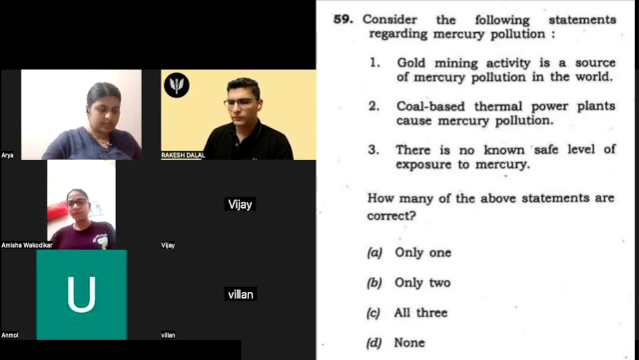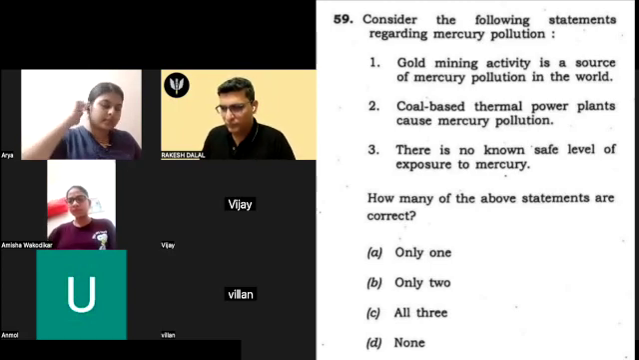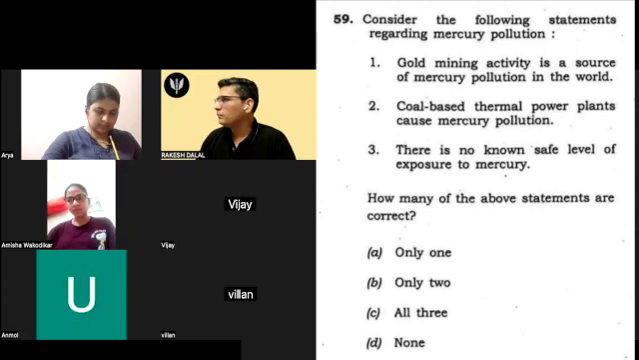Consider the following statements regarding mercury pollution. First, gold mining activity is a source of mercury pollution in the world. Second, coal-based thermal power plants cause mercury pollution. Third, there is no known safe level of exposure to mercury. Right. So, sir, for the first statement, there is no way to refute it. It means it's possible that it could be true.